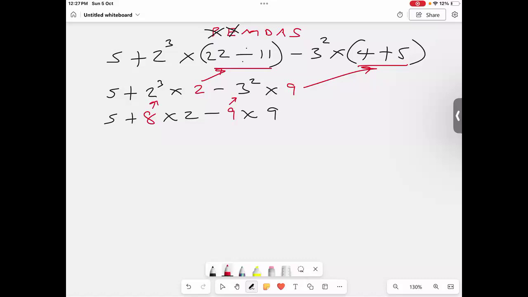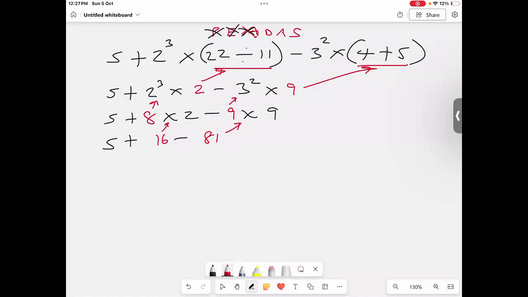Okay, lovely. So now we're going to work out the M section next. So now we're going to have 5 plus 8 times 2. That's going to give us 16 minus 9 times 9 is 81. So this becomes the answer for this section. That becomes the answer for that section. 9 times 9 is 81.